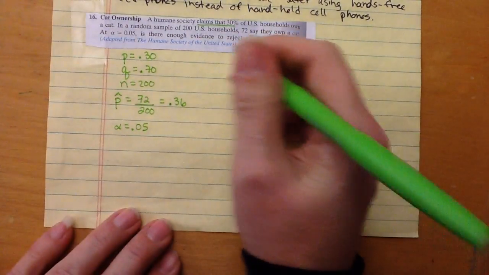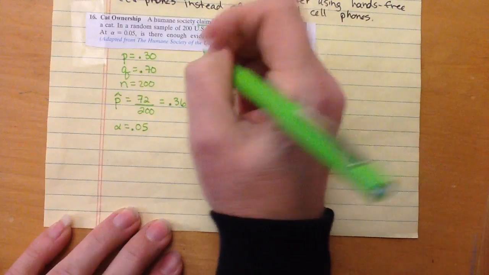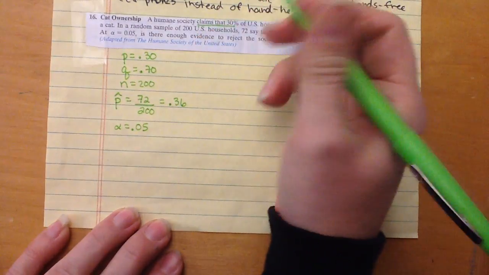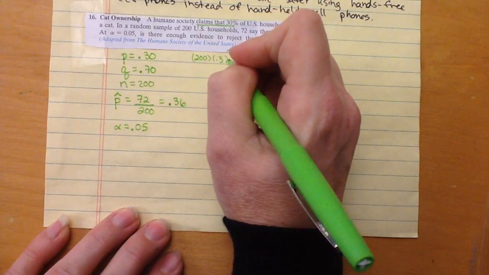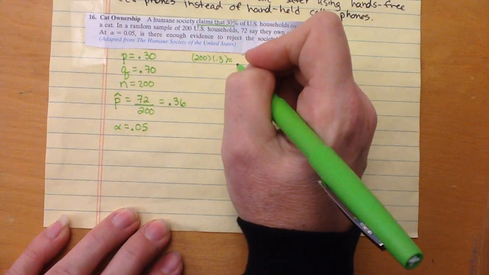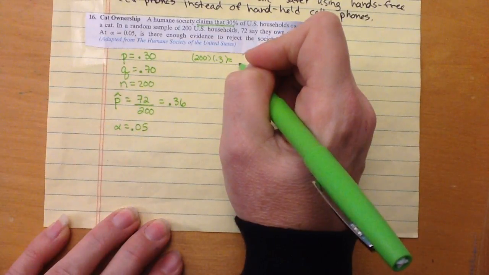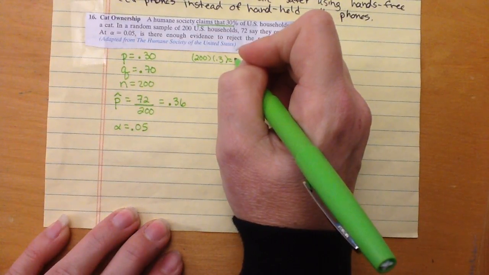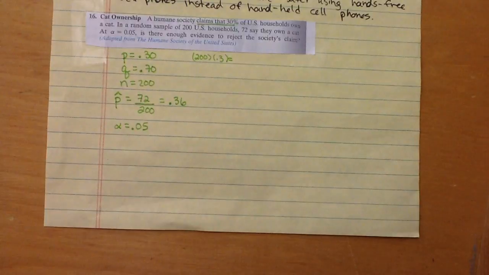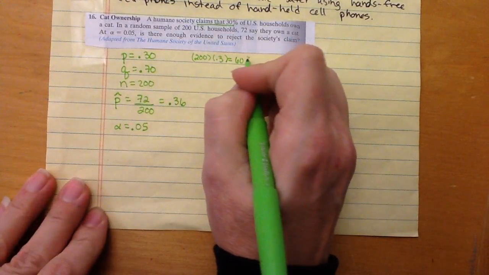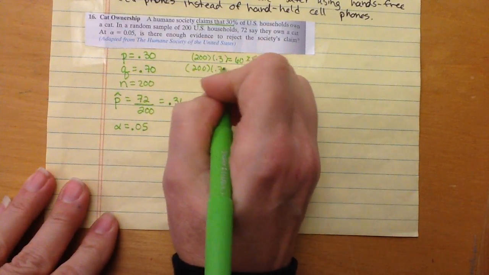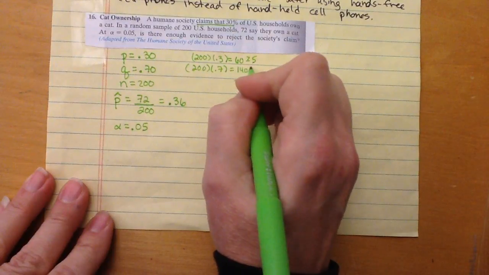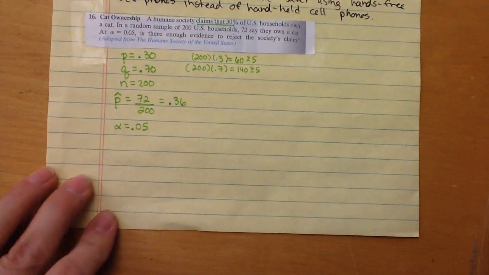So we need to go through our steps, verify that N times P is bigger than 5 and N times Q is bigger than 5. So we have 200 times 0.3, which is definitely going to be bigger than 5. 200 times 0.3 is like 60. Yep, that's greater than or equal to 5. And then 200 times 0.7 is 140, which is bigger than 5. So we're good to go on that front.